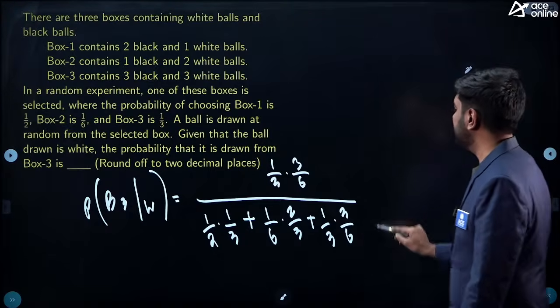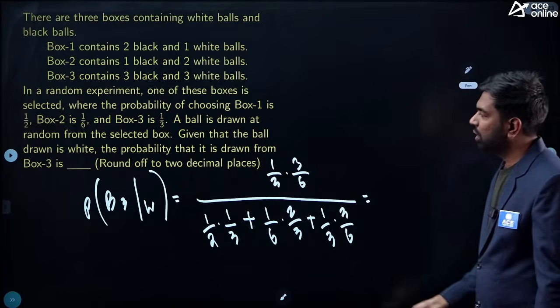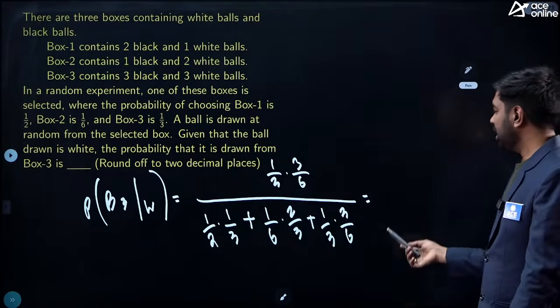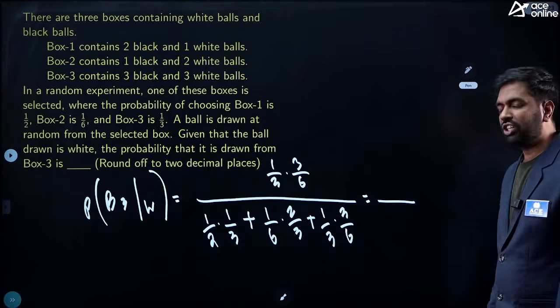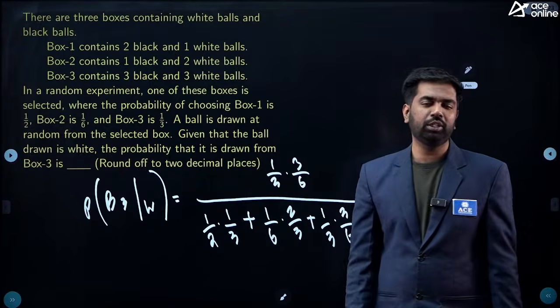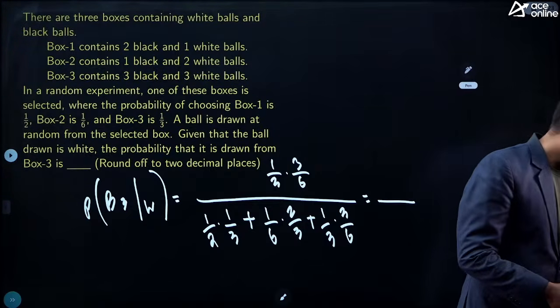Now you simplify this, get a decimal value and then round off to 2 decimal places. Can I expect a decimal value in the chat? Come on, take this down. See what could be the decimal value. I'll be waiting for your reply.